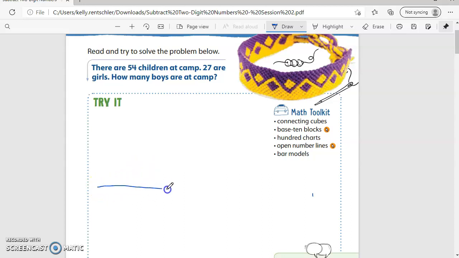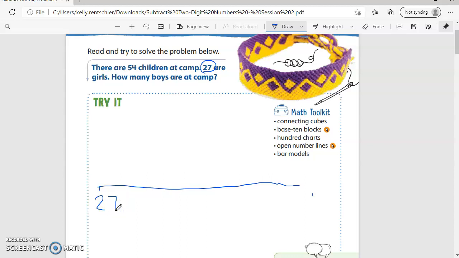All right, so I'm going to use a number line, and today we're practicing counting up. That is a horrible line, but that's okay. Counting up means I have to start with the lower number. So on my number line, I'm going to start with 27.